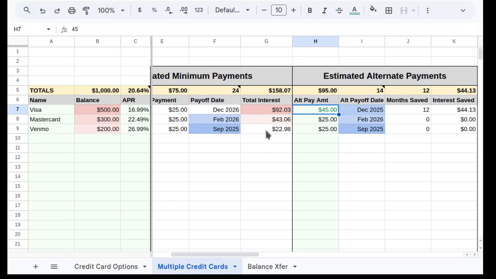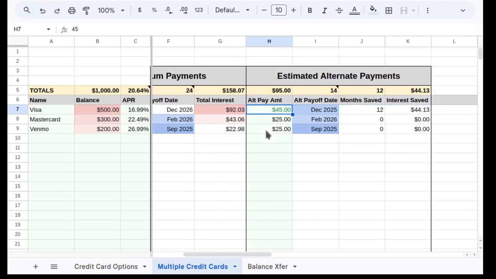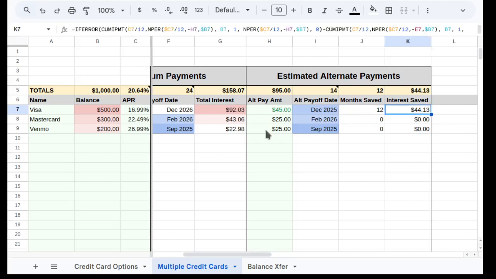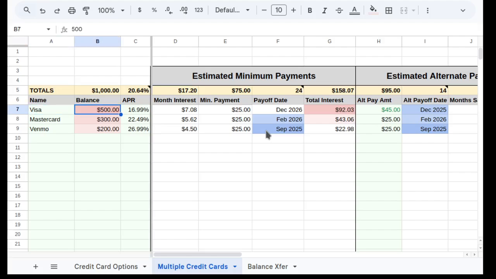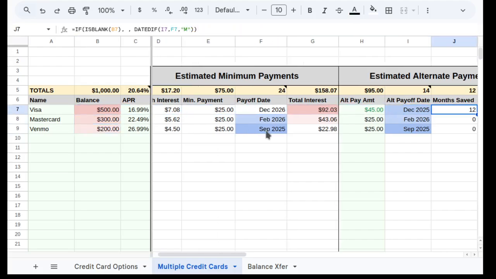Now, this is your alt payment amount. If you paid $45 more, you would have saved almost a year and about $44 in interest here. And this helps with paying down the debt faster, saving you some money. But again, the best way to not get into these credit card debt problems is to not be spending money on these credit cards. If you continue to spend on these credit cards, obviously these values don't make a difference.